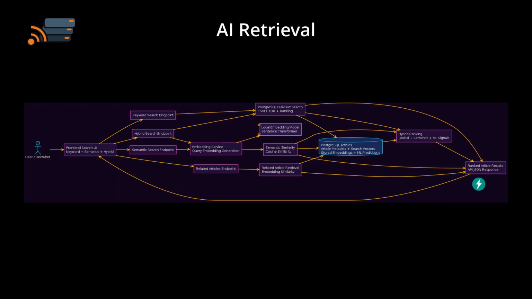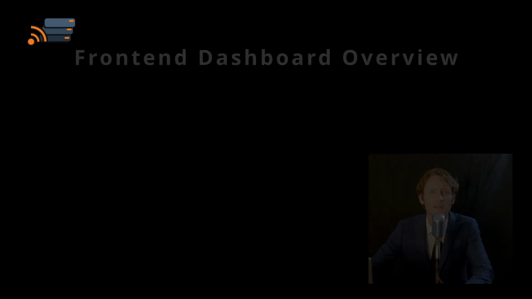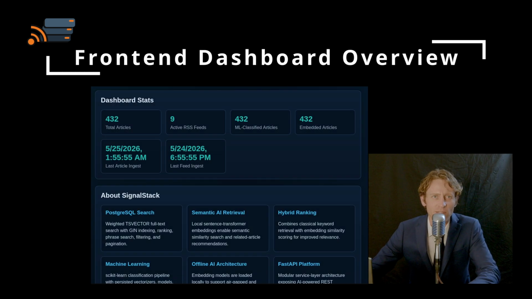From there, FastAPI exposes endpoints for article retrieval, machine learning prediction, RSS feed operations, dashboard statistics, semantic search, and hybrid retrieval. The design is modular, so ingestion, retrieval, machine learning, embeddings, API endpoints, and dashboard visibility are separated into clear parts of the application. That separation makes the project easier to maintain, easier to explain, and easier to extend in future versions. Now I'll open the front-end dashboard.